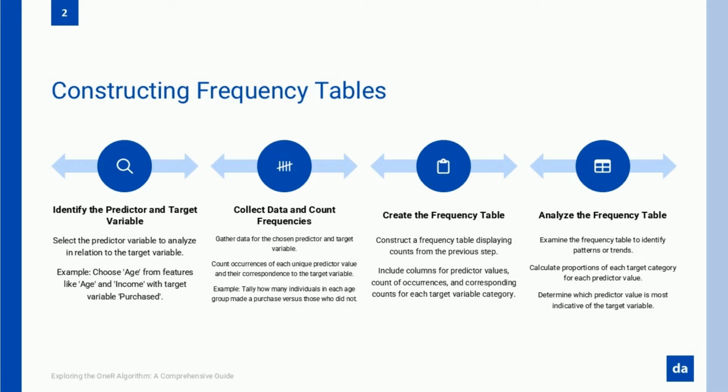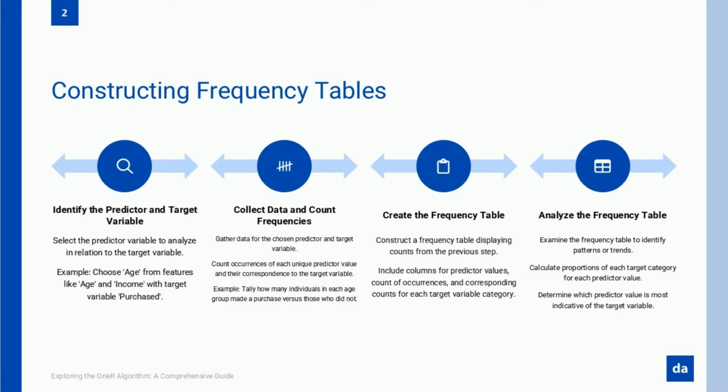You're essentially gathering clues, one piece of evidence at a time. Once you have this raw data, you organize it into a frequency table. This table is like a snapshot of the relationship between your predictor and target. It includes the values of the predictor, the number of times each value appears, and how those values correspond to different outcomes of the target. Imagine rows showing how many 18-year-olds purchased versus didn't purchase, then how many 25-year-olds, and so on.